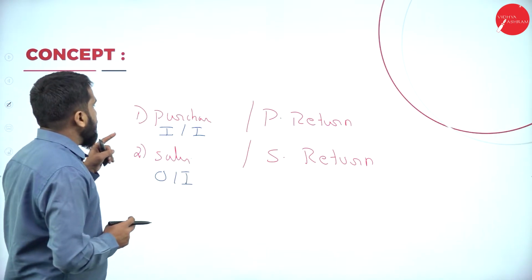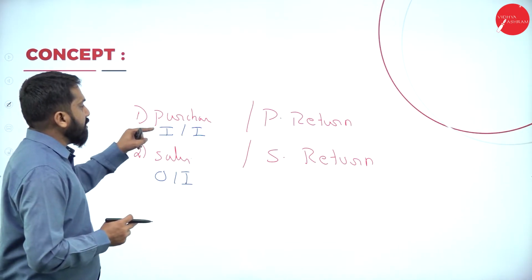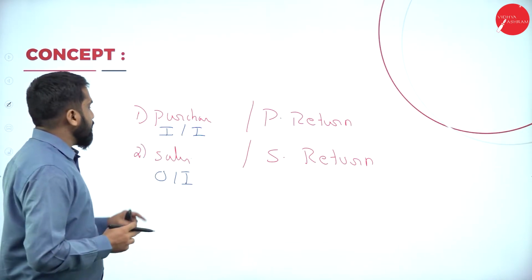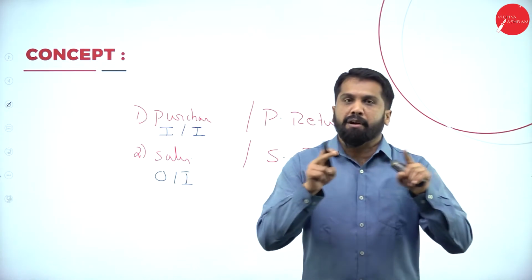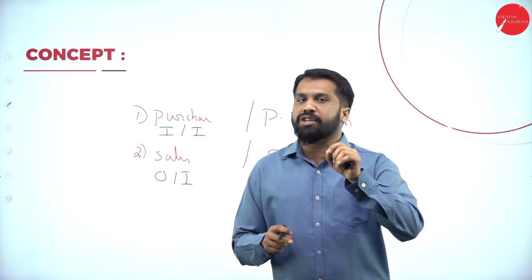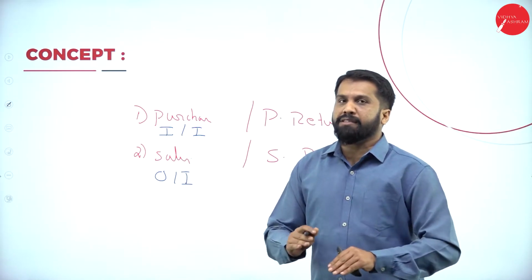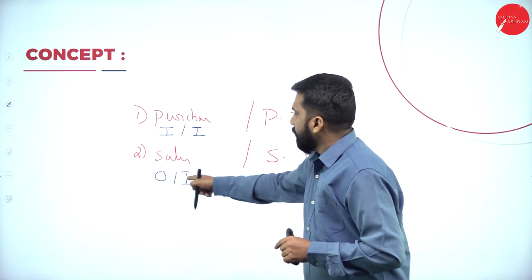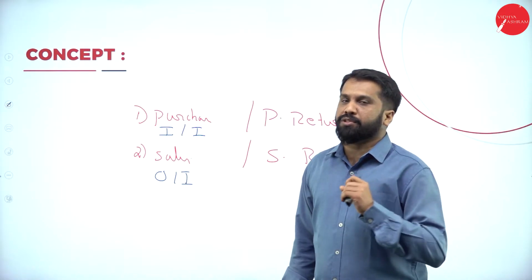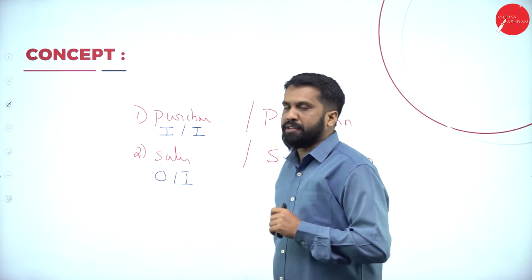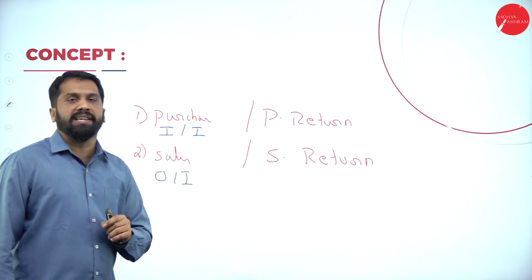Now, in case of purchases, always remember inward invoice. In case of sales, it is outward invoice. In the format, the only word changes, that is this one. Same format for everything, but this word will change. If you are doing purchase account, you should write inward invoice. If you are doing sales account, you should write outward invoice.